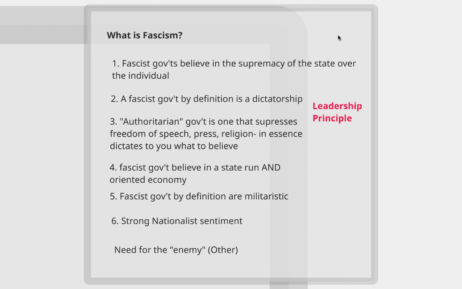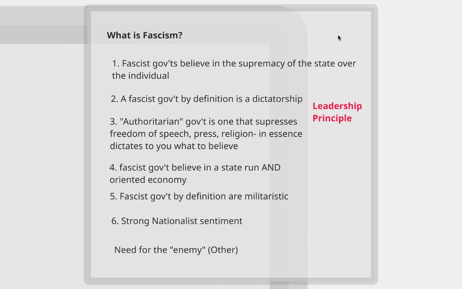I mean, in Germany, they call it Lügenpresse, right? Fake media, fake news, right? So it's not something new. It's actually been around for a while. Number 4, fascist governments believe in a state-run and oriented economy.